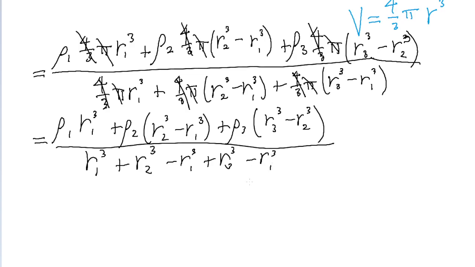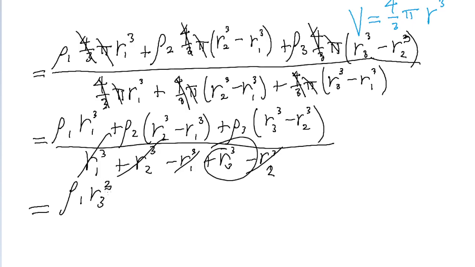And notice that a few of these terms repeat themselves a few times. There's an r1 cubed minus another r1 cubed later on. We have a similar situation with r2 cubed, where they cancel out. So all that's left in the denominator is just the r3 cubed. So now the formula simplifies even further.